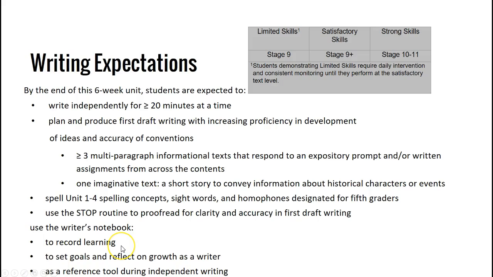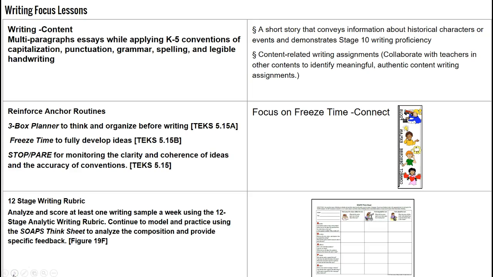Using your writer's notebook to record learning, and then really to use it as a reference tool for some of the things we need to learn this 6 weeks. So for multi-paragraph essays, you want to make sure that they're applying all those conventions: capitalization, punctuation, grammar, spelling, and legible handwriting, and then reinforcing those anchor routines, freeze time, and stop pair. And then also you're using your 12-stage writing rubric. You're going to be having a writing assessment, really analyzing what they did in the middle of the year. And then continue using the SOAP Think Sheet to analyze any compositions and provide specific feedback.